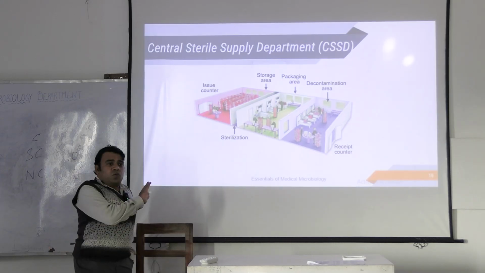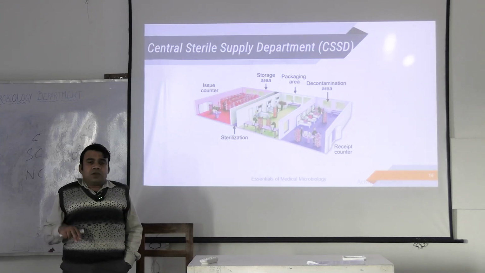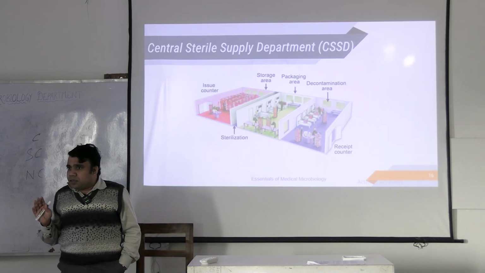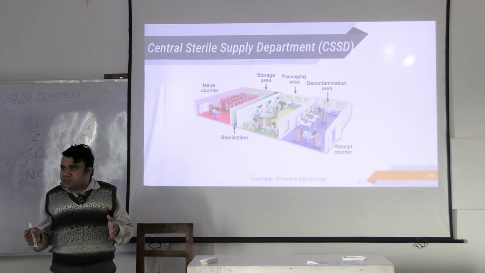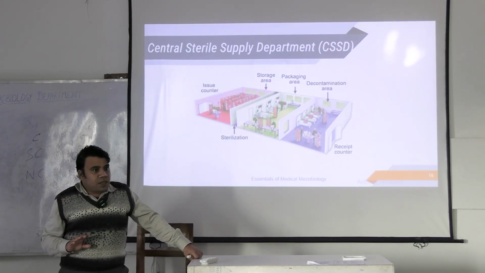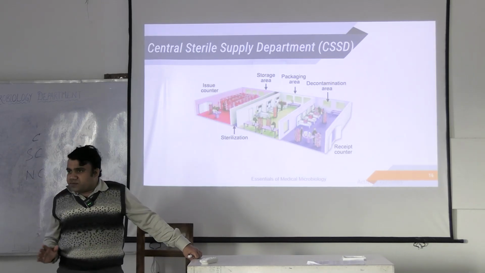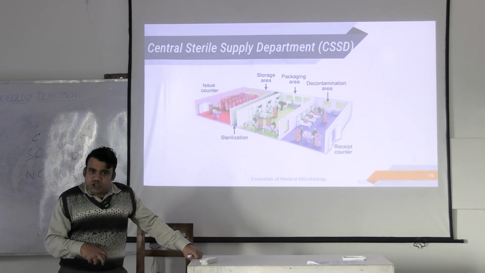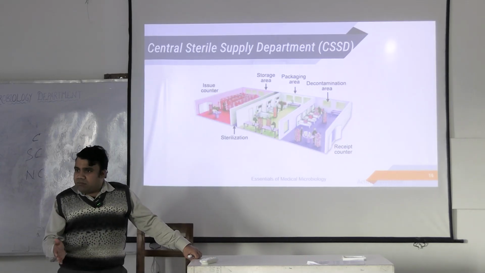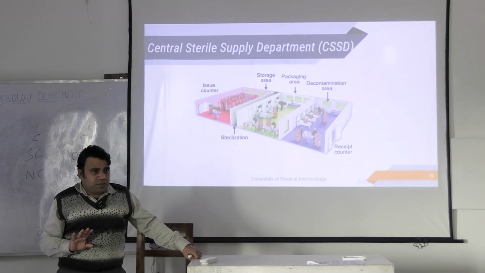Okay. So what does CSSD do? Whenever the hospital runs, many surgeries are being done daily, many procedures are being done daily. So we need instrument sets, clothing, and linen that must be cleaned and sterile. So there is a specific department which deals with these things. So what is the function of this department? They will receive the used instruments and linens, etc., clean them, sterilize them, and then send them for reuse. That is the purpose of this department.